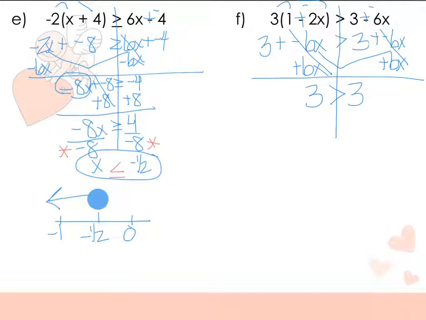Now at this point, hopefully you guys are thinking, there's no letters left. So hopefully you're thinking back to one of our previous units that when the letters went away, we thought about whether it was a true or false statement. So let's look at this one. Is 3 bigger than 3? Hopefully you're saying, nope, that's false. So if we get a false, because our letters dropped out, that means our answer is no solution.